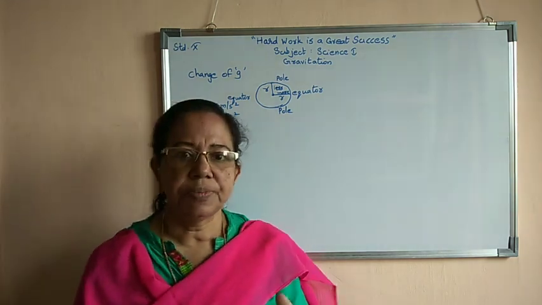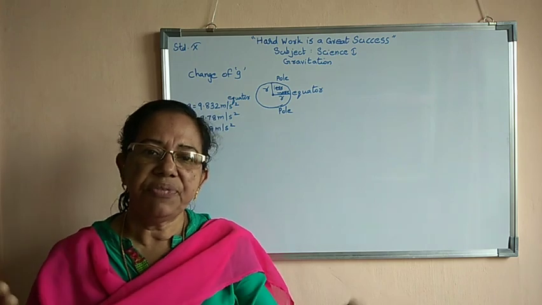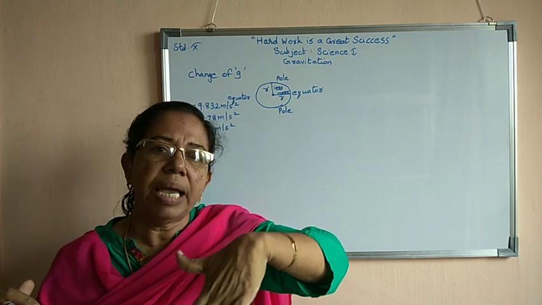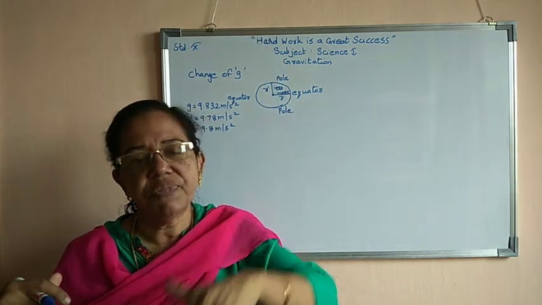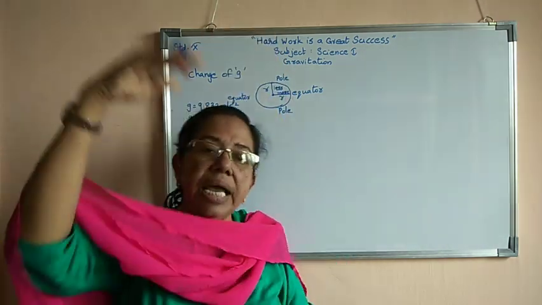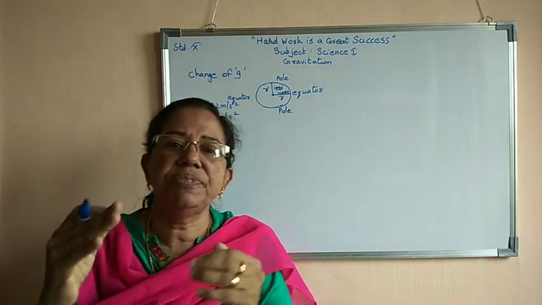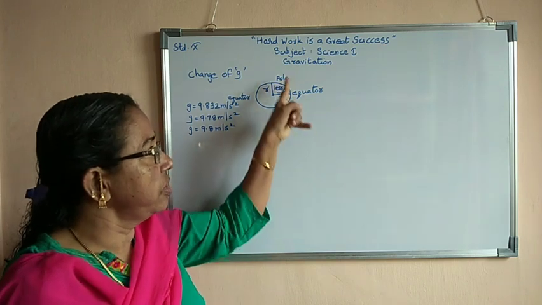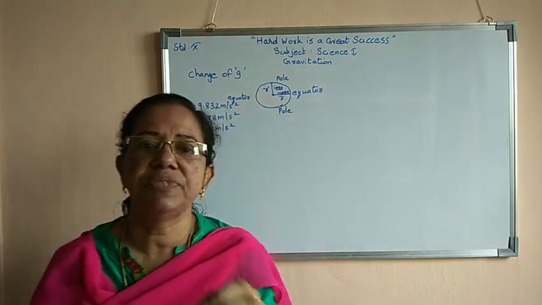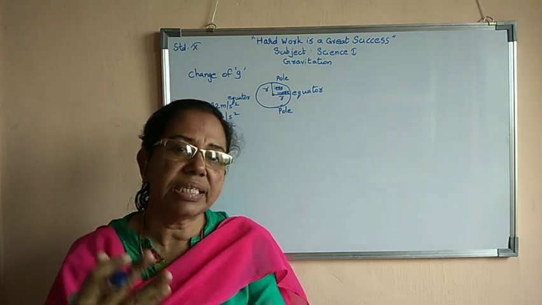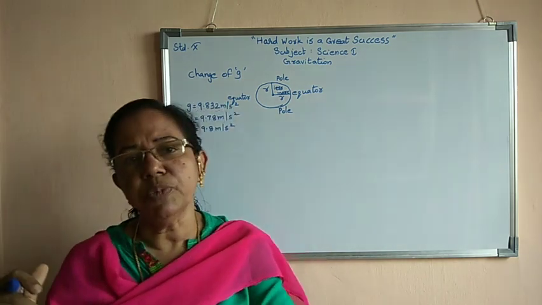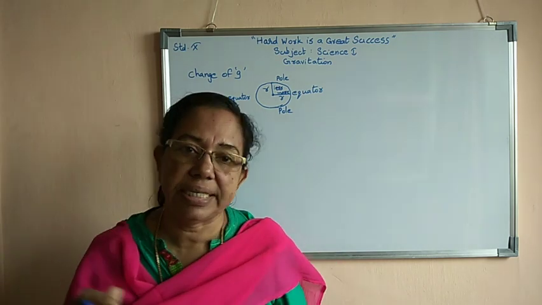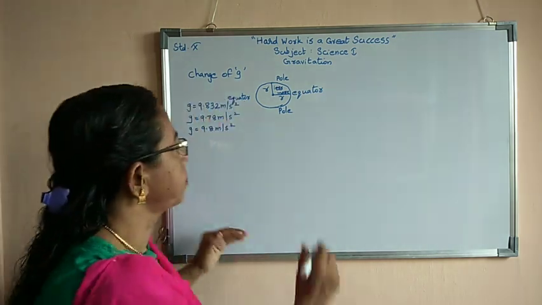The value of g will be different when an object is moving above, that means above the surface of the earth. If it is moving above the surface of the earth, the value of g again will change. So first we studied that on the surface of the earth itself, the value of g is not constant. Now we are studying that if an object is moving above the surface of the earth, its value is again changing. How it is changing, I will say.